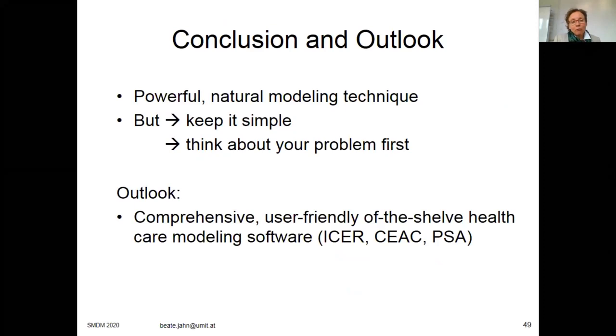And still, for comprehensive, user-friendly, off-the-shelf healthcare modeling software, the old software that we see right now, you can apply it, and it's not really. Well, some of the software is very intuitive to learn, and you can program fast. However, things like automatic calculations of an ICER or a probabilistic sensitivity analysis is something you need to program, which is usually not a hurdle, but you have to have this in mind.